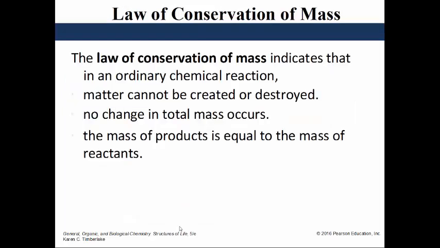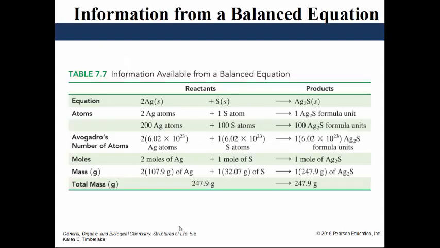Now we'll move on to the law of conservation of mass. This indicates that in a normal chemical reaction, matter can't be destroyed and can't be created. It doesn't just vanish, it doesn't just appear somewhere. There has to be no change in total mass. Now the versions of those products or reactants may vary, but the mass of the reactants must equal the mass of the products. Right, here's an example of what I'm talking about.